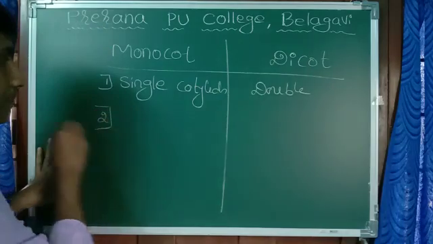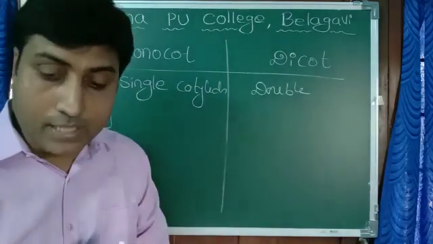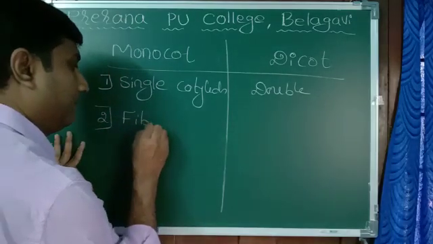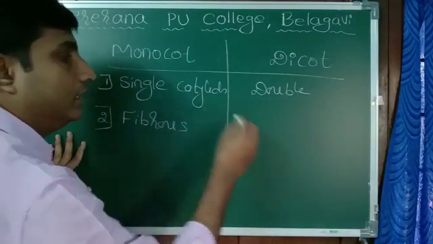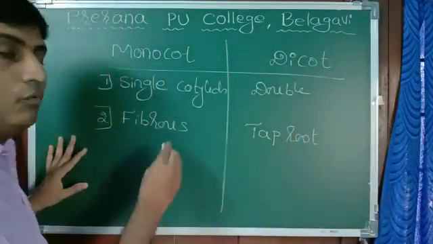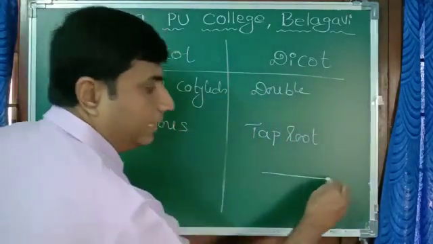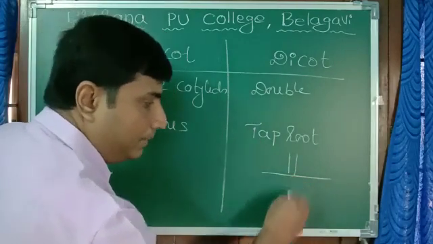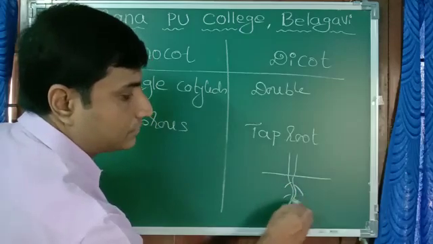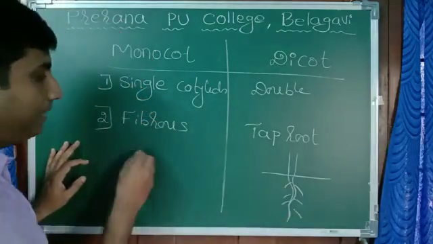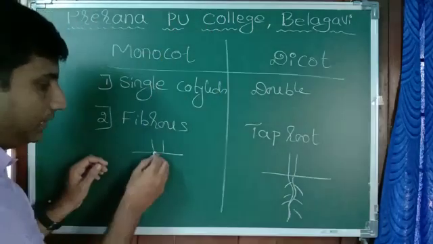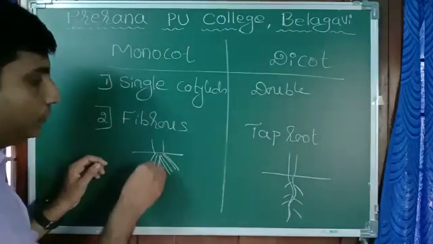Second difference. In monocot, the root system is fibrous, and here the root system is a taproot system. What is taproot? If this is ground level, it is a stem. Below the ground level, there will be a main root, mother root, and there will be branches. This is taproot. Fibrous, when we lift grass, if this is the stem of the grass, you can see tufts of roots, groups of roots.